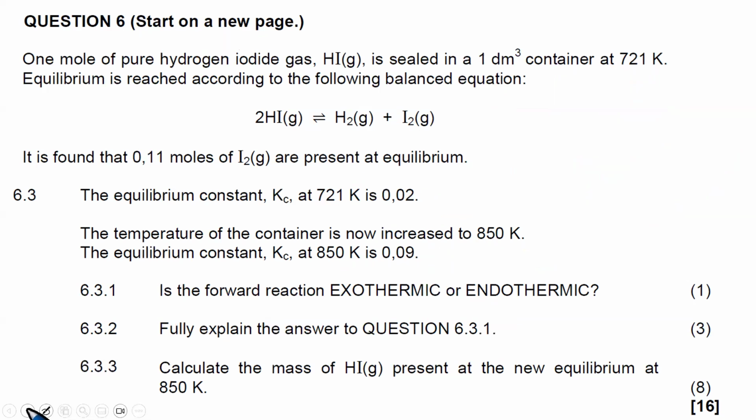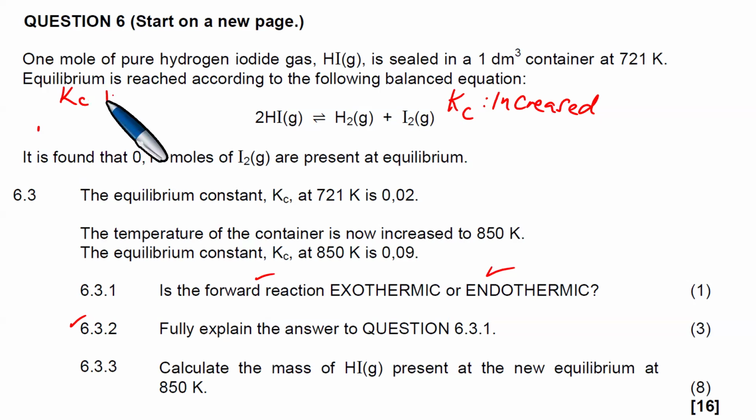So now the question is why. In 6.3.2, the examiner is saying fully explain the answer to question 6.3.1. Why are we saying that if the temperature increases and the Kc increases, then the forward reaction is endothermic? Why is that the case? Here's the explanation. To explain that, we're going to say that Kc increased.